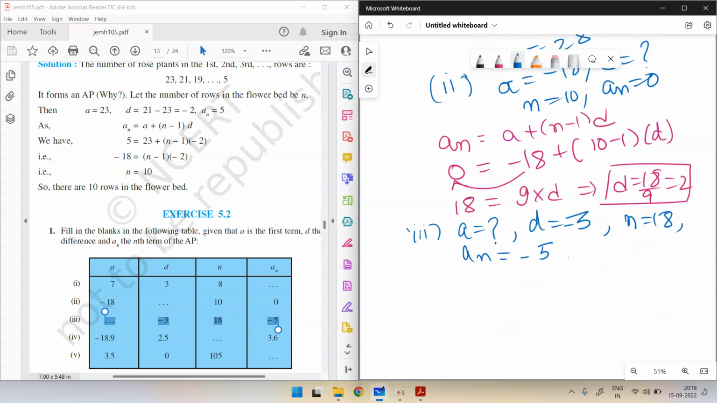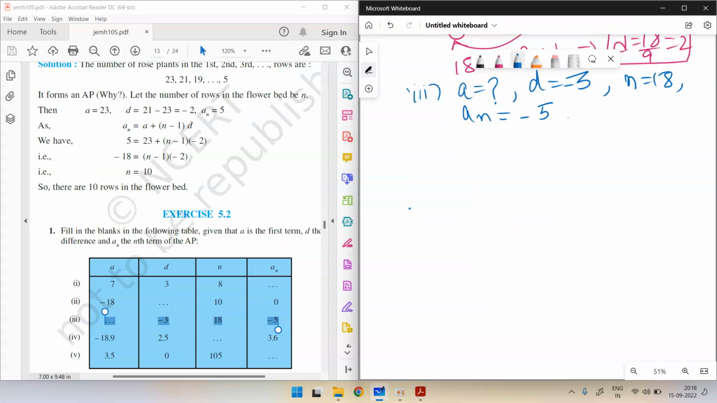How will you do this? Applying the same formula, a_n = a + (n - 1)d. Now if I substitute the value of a_n, this is minus 5, equal to a plus, and this is 18 minus 1, into minus 3.